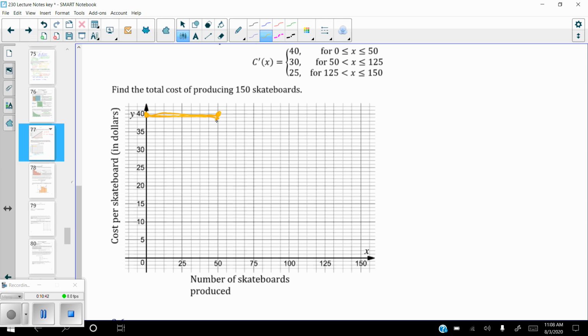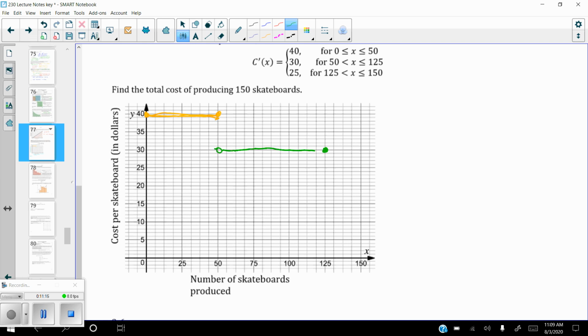And then it says once we hit 50 skateboards, from 50 to 125, the cost now drops to 30. So let's go ahead and drop the cost to 30. Notice now that's an open circle there because I can't have the cost be both 30 and $40 when I sold 50. So up to 50, it includes the orange dot, and then at 50, it's going to start with the green dot, but then go to the right. It does include 125, though. So it does include the 125.